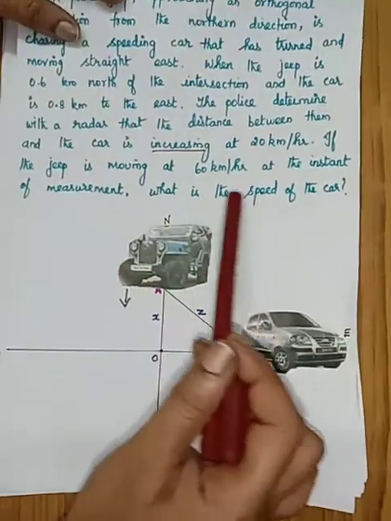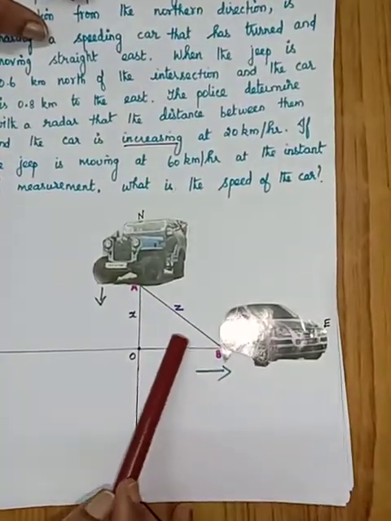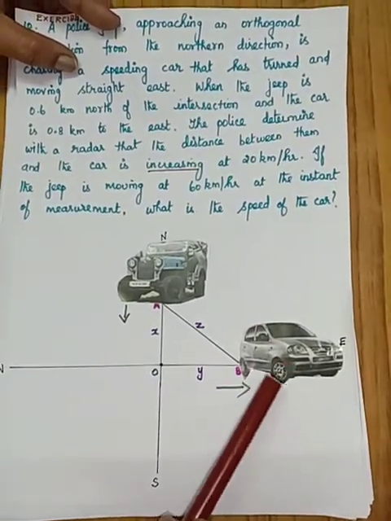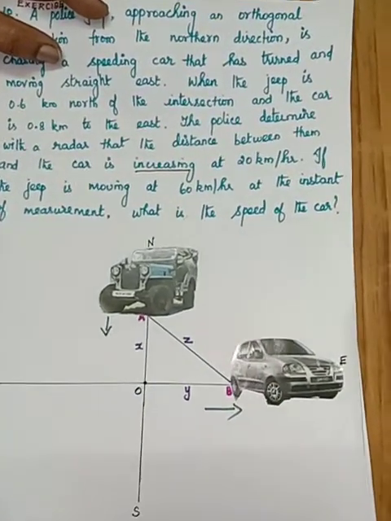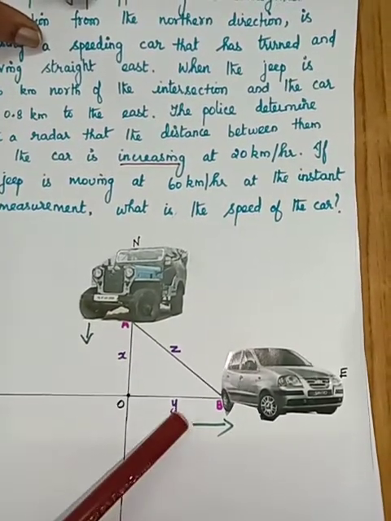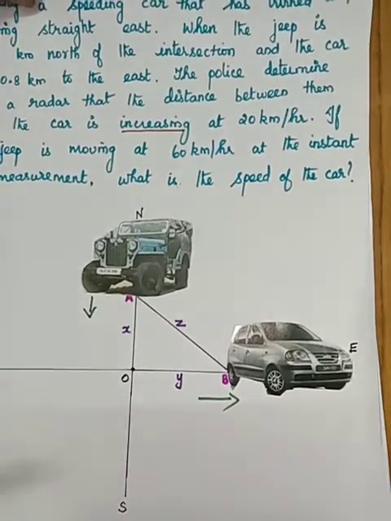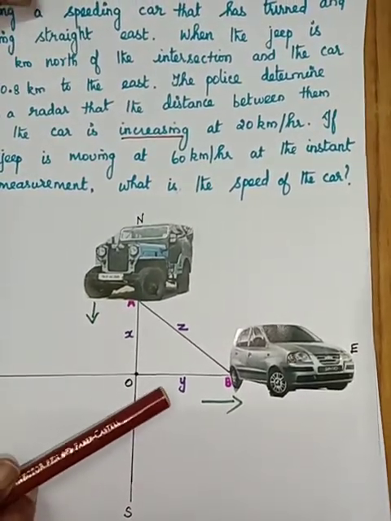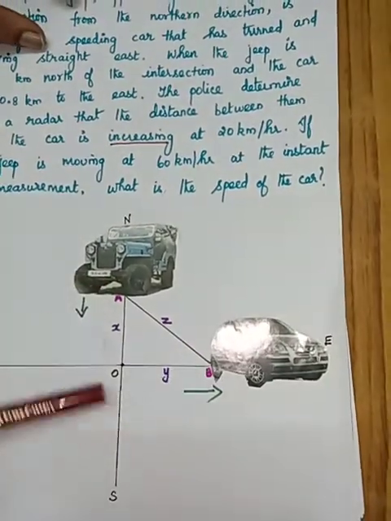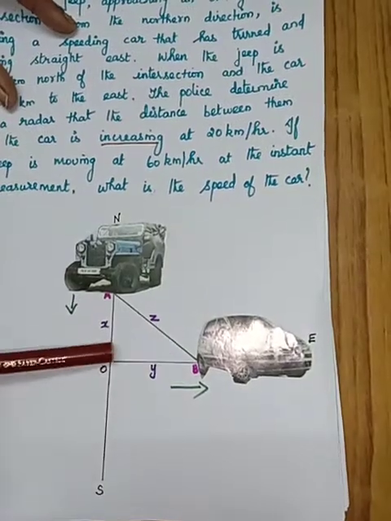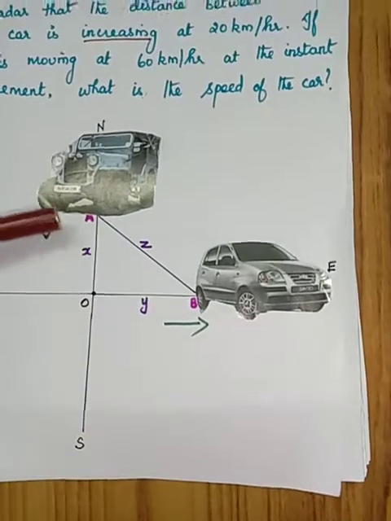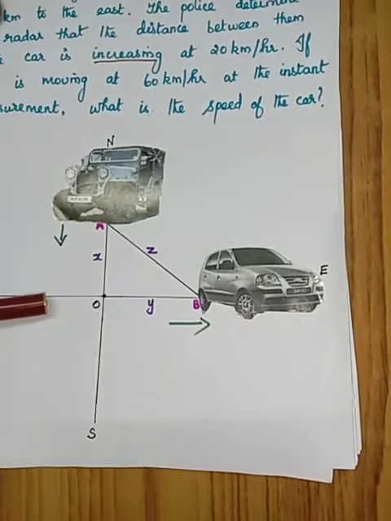What is the speed of the car? The distance OB is y. The speed of the car, speed is nothing but distance over time, the rate of change of distance with respect to time. So you have to find dy by dt, that is nothing but the speed of the car. From the diagram, it is an orthogonal intersection, so this angle is 90 degrees. So OAB is a right angle triangle.